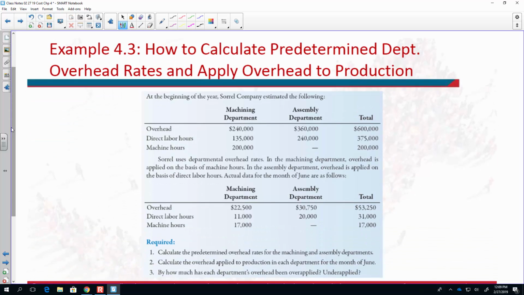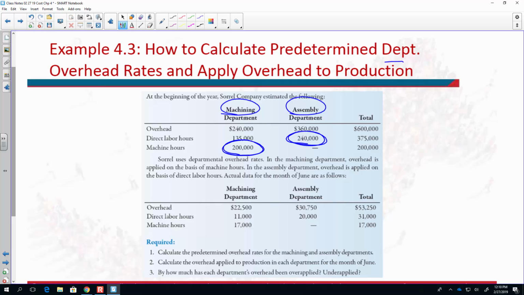Example 3 is the overhead computation for the entire organization using one rate or using department rates. And you'll notice that we have two departments, a machining and assembly, and we also have driver information for both. In the machining, guess what? The driver is going to be machine hours. And in assembly, labor hours.